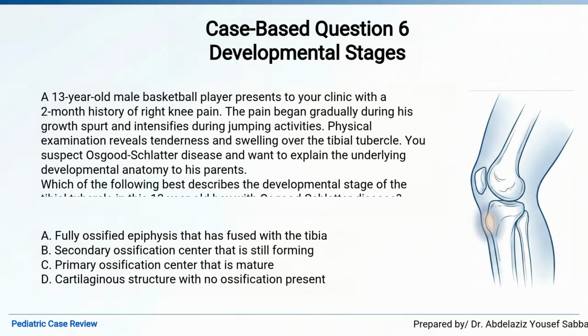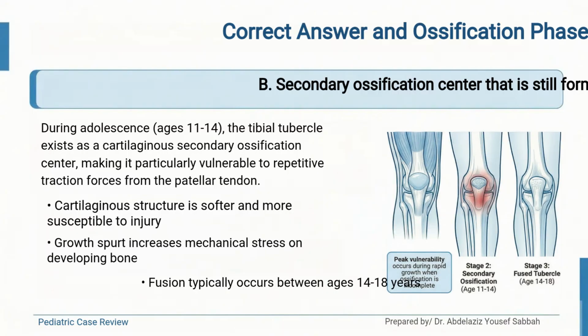Option A. Fully ossified epiphysis that has fused with the tibia. Option B. Secondary ossification center that is still forming. Option C. Primary ossification center that is mature. Option D. Cartilaginous structure with no ossification present. The correct answer is option B. Secondary ossification center that is still forming.